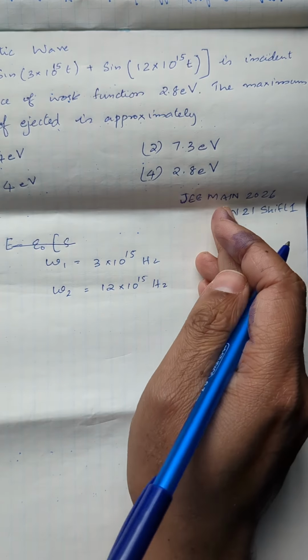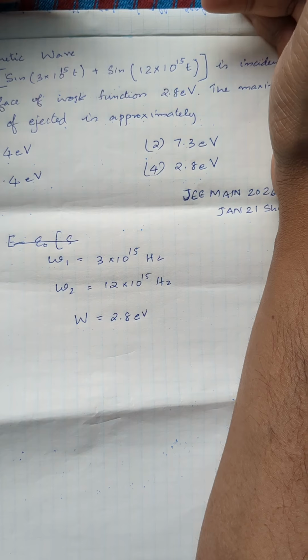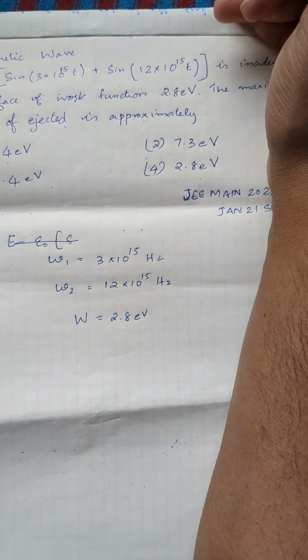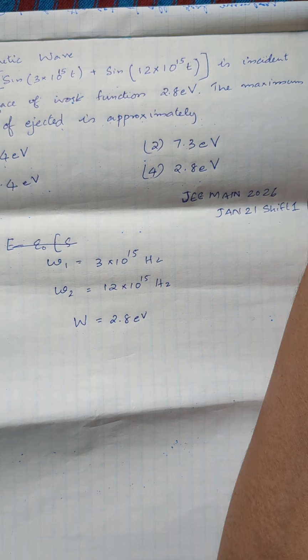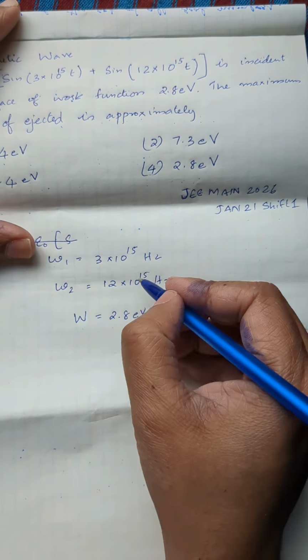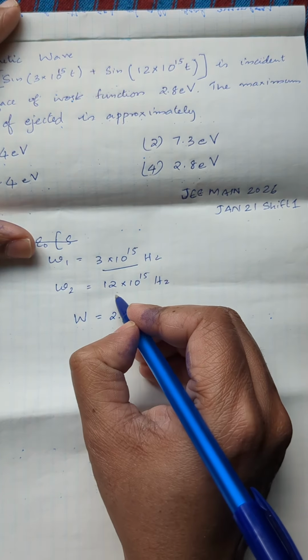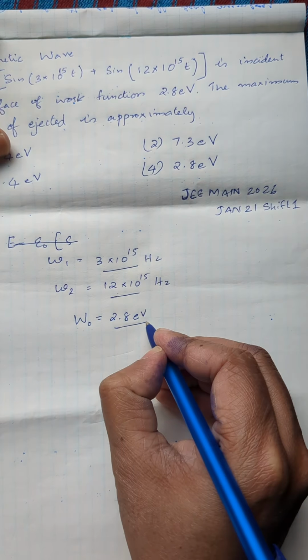It's incident on a metal surface of work function 2.8 electron volt. So that is the minimum energy required to eject electrons from the metal surface. The question is what is the maximum kinetic energy of the ejected electron, and what is the approximate value? So we have omega 1 equal to 3 into 10 raised to 15 hertz, and omega 2 equal to 12 into 10 raised to 15 hertz. The work function is given as 2.8 electron volt.